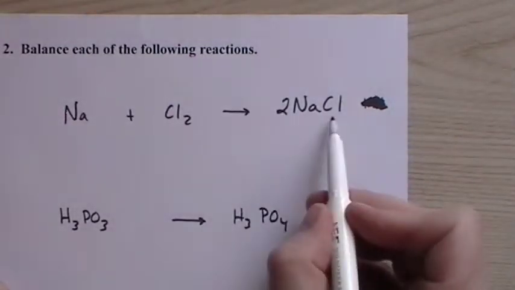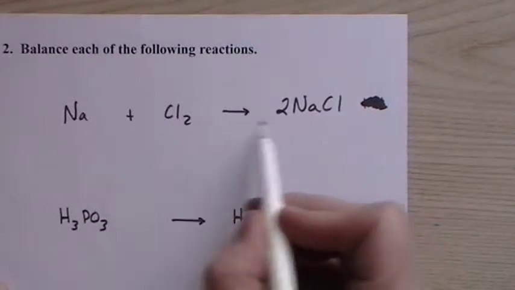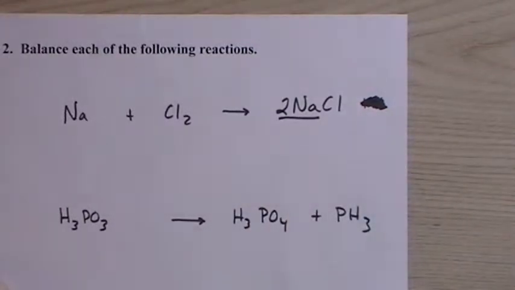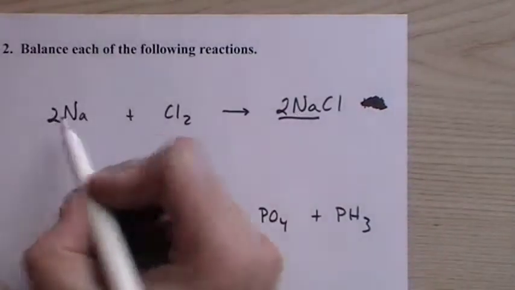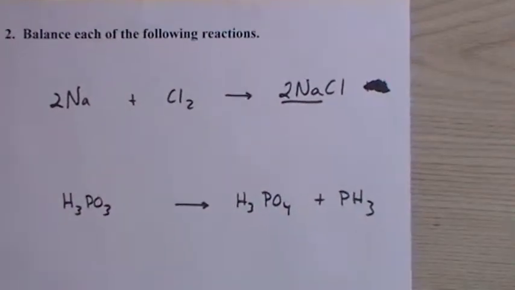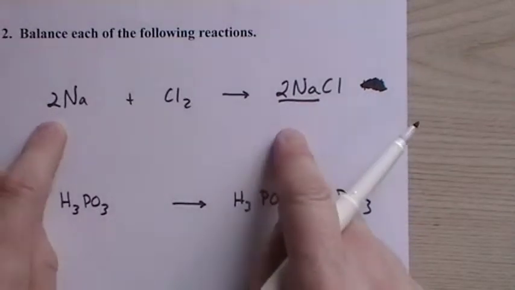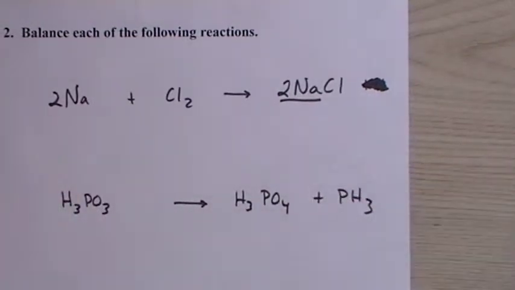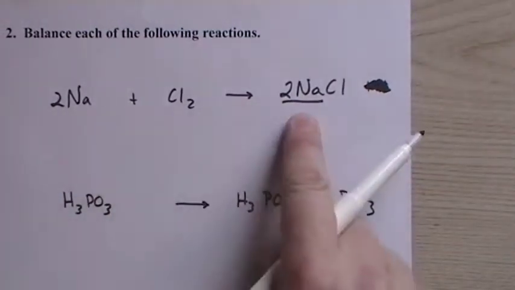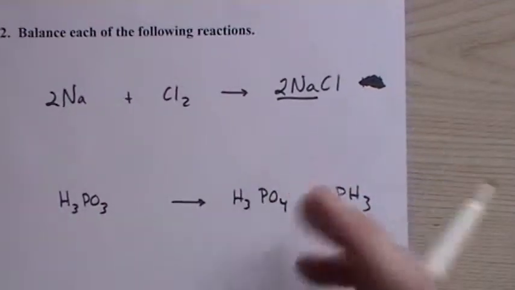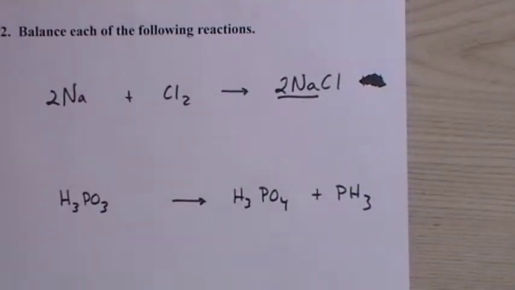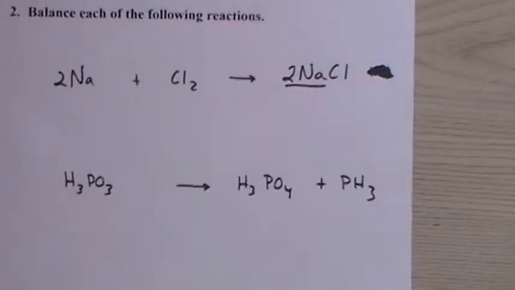So 2 chlorines. Now, by balancing the chlorines, we've put an imbalance with the sodium, so we put a 2 here. And what's nice about these is that you know when you're right. When you go through and you find that you have the same number of each element on each side, you're done. If all you've done is change the coefficients and you end up with the same number on each side for each element, you are correct.